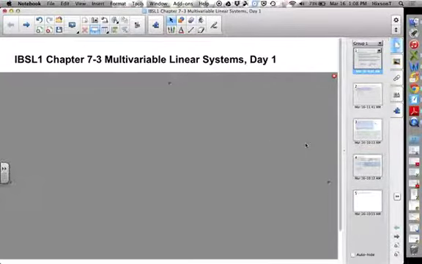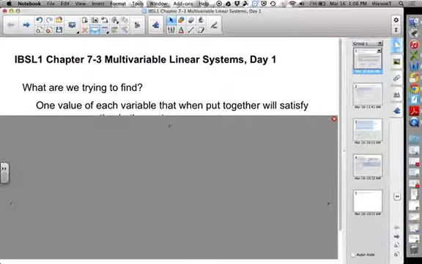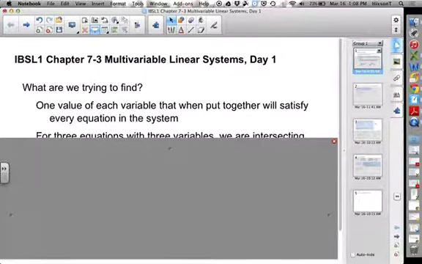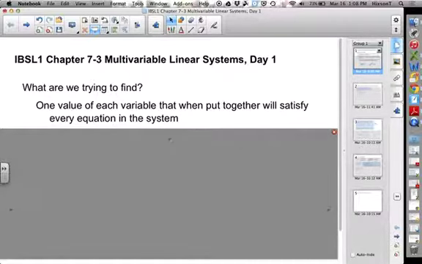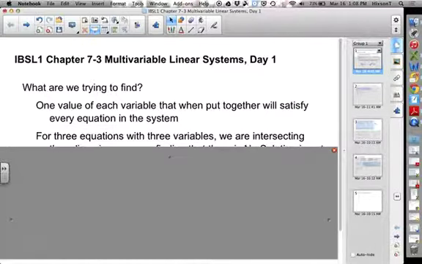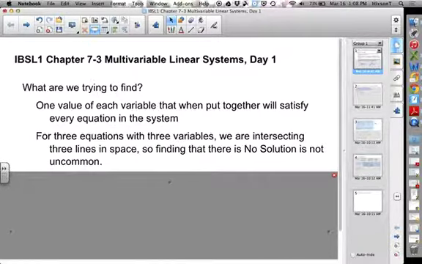And what are we really trying to do? What are we trying to find? We're trying to find a value of each variable that when we put them together will satisfy every equation in the system. Okay? And this applies whether you have two equations with two variables or 10 equations with 10 variables. You're trying to do the same thing. Find values for each of those variables that when you plug them into the equation, it satisfies all of the equations.